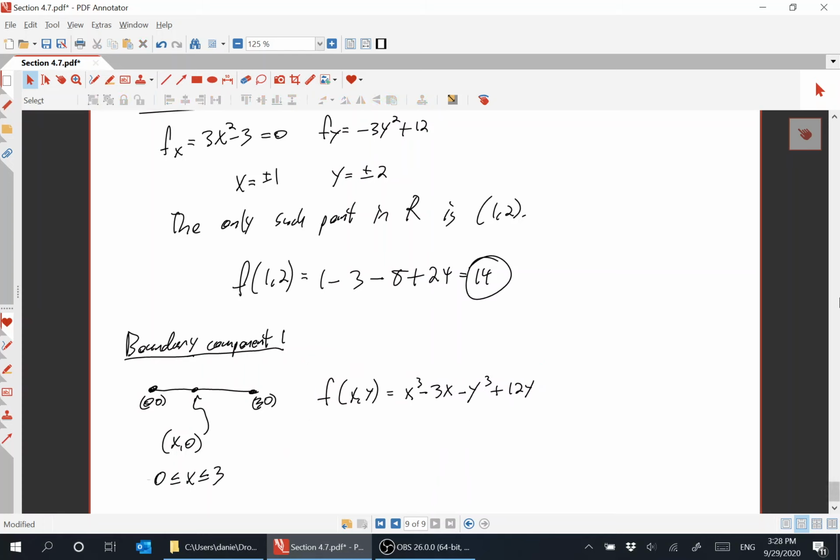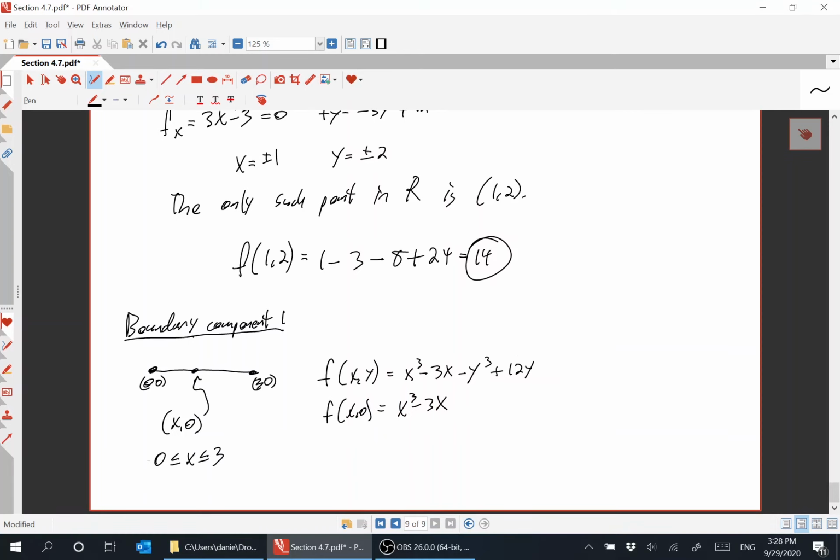All right, that's f of x, y. Now put in x, 0. So f of x, 0 is just x to the third minus 3x. So that's a single variable function. Now f prime of x is 3x squared minus 3. So the critical point, set that equal to 0, the critical point in the single variable sense is x equal to plus 1 and minus 1.